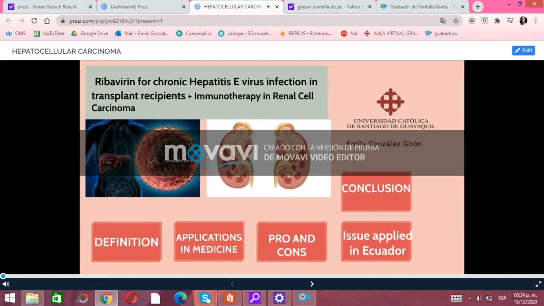Prevalent from chronic hepatitis E virus infection in transplant recipients, immunotherapy in renal cell carcinoma.